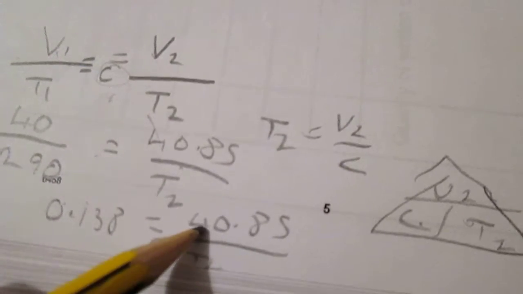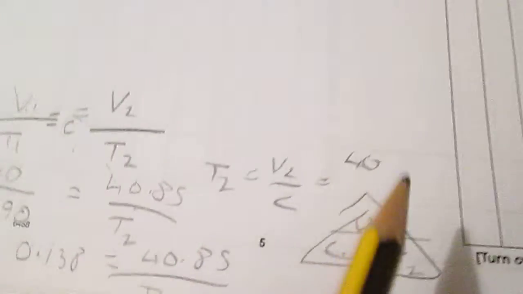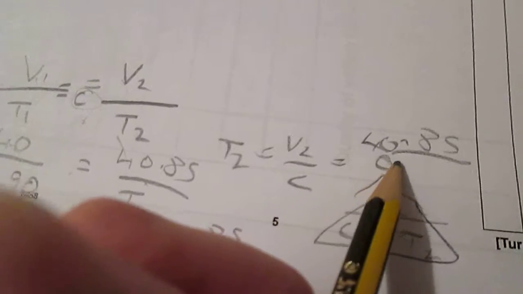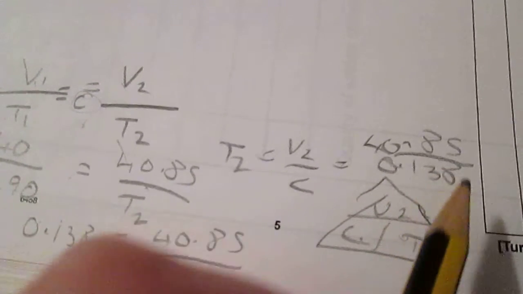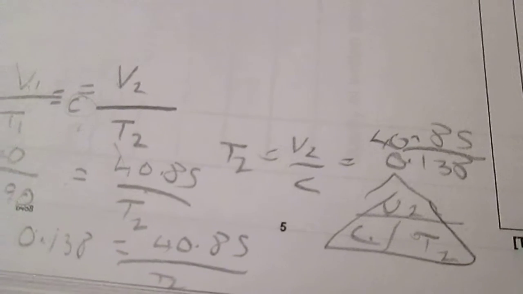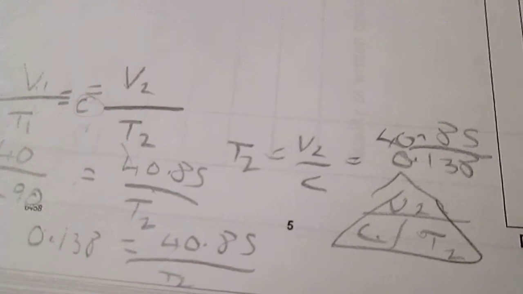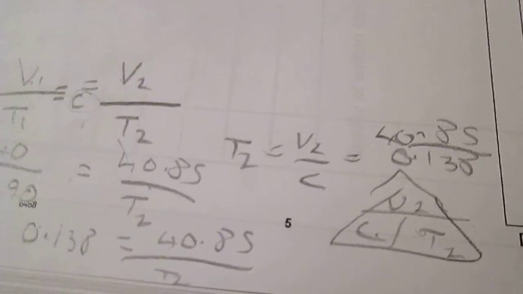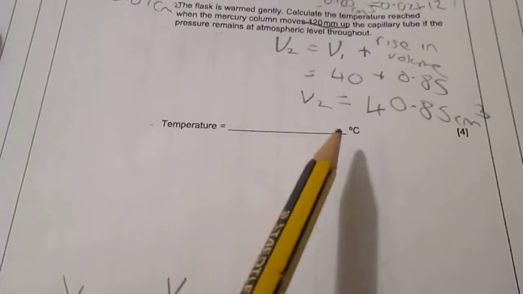So my V2 was 40.85, divided by my C, 0.138. When I type that into the calculator, 40.85 divided by 0.138, I get a new temperature of 296.01, we'll say, Kelvin. So that is my T2, that's what I found. If they ask you for your temperature in Kelvin, that's what your answer would be. However, they usually don't. They want it in degrees.